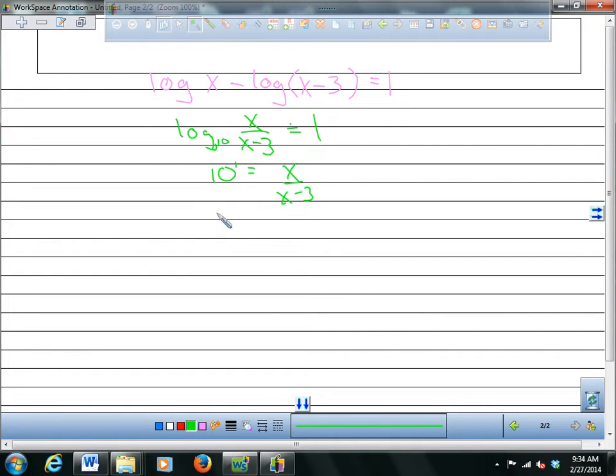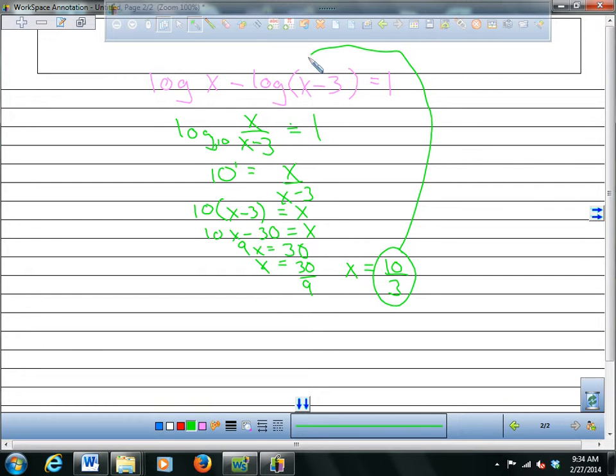Now I cross multiply, and I get 10 times x minus 3 equals x. What else? 10x minus 30 equals x, 9x equals 30, x equals 30 over 9. So x equals 10/3, right? Which is that reduced. And then always make sure that your answer is in the domain of the original function.